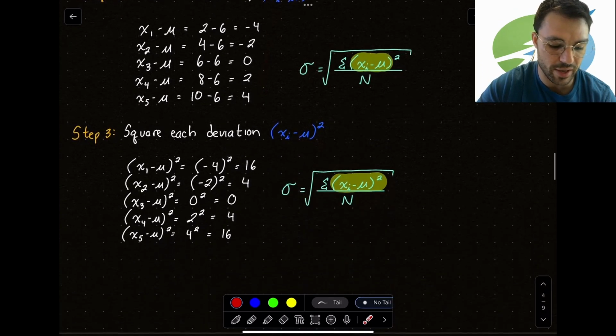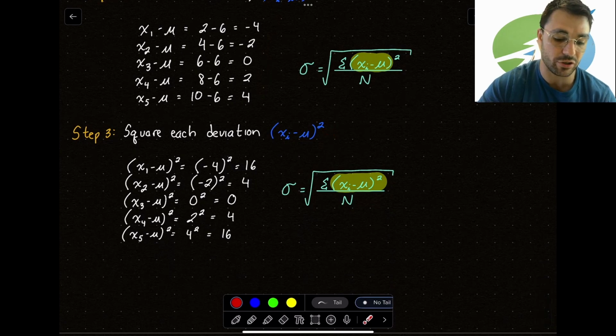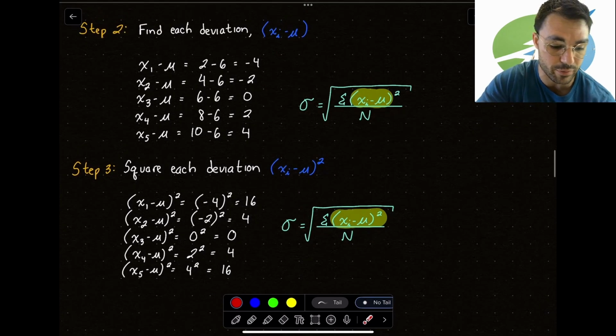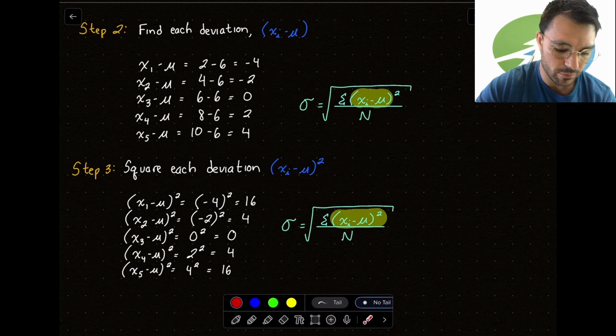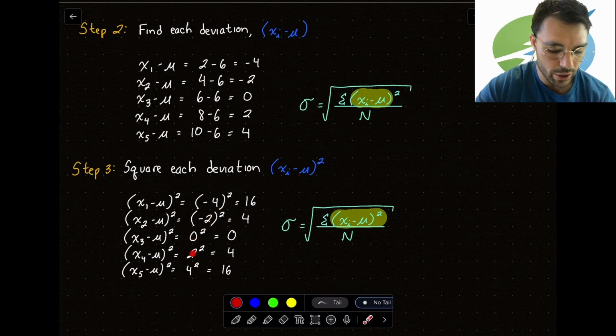Then we continue to step 3. We square each deviation. So we take the solutions that we found from step 2 and we square each one of them. That's the squared, so now it's this part of the equation where we include the squared here. I'm not going to reread all this again. Negative 4 squared, 16. Negative 2 squared, 4. 0 squared, 0. 2 squared, 4. And 4 squared, 16.